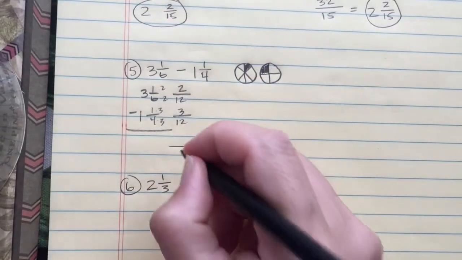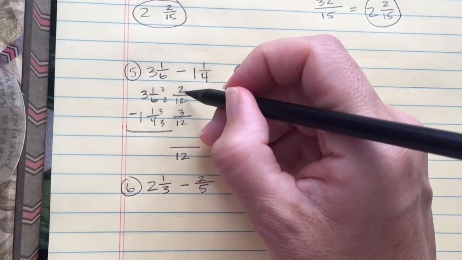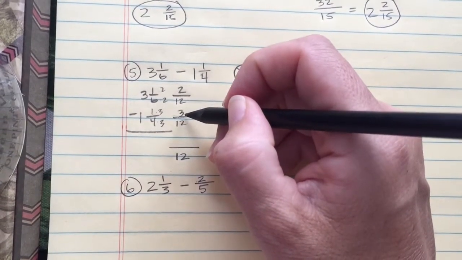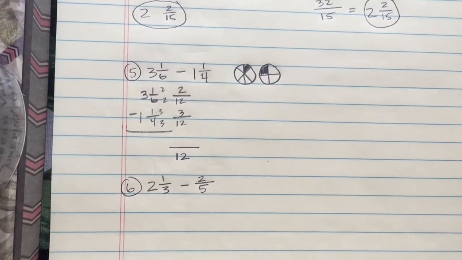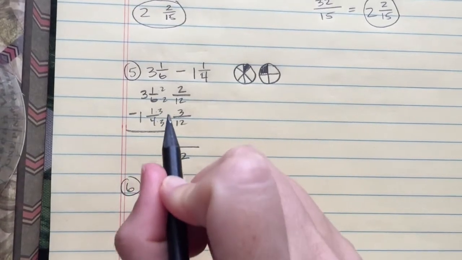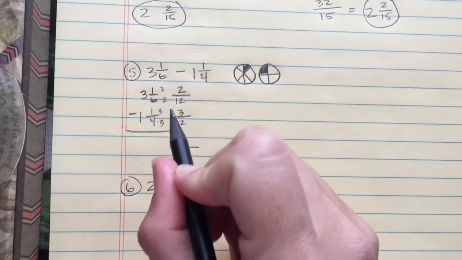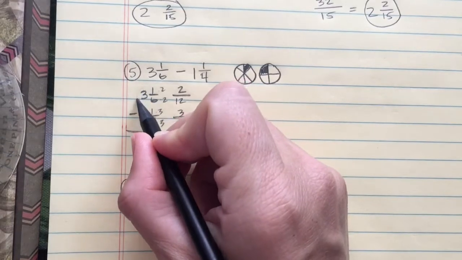Now I know my denominator is going to be 12, but I can't take away 3 from 2. So just like when we're working with whole numbers, we have to borrow. Now, here's where it gets a little tricky. So what we're going to do is we are going to borrow from this whole number here.